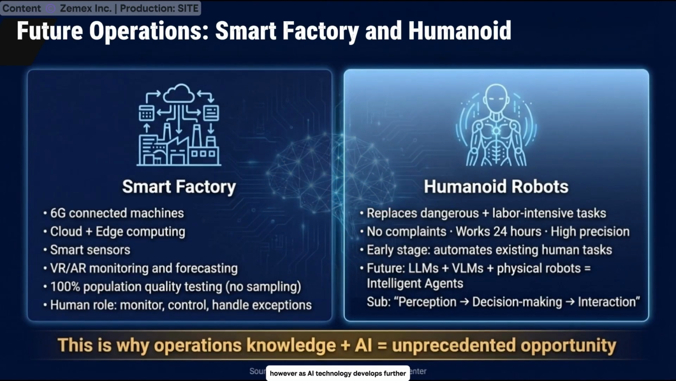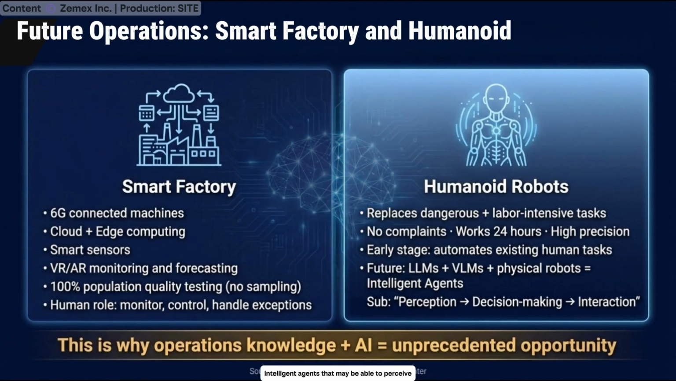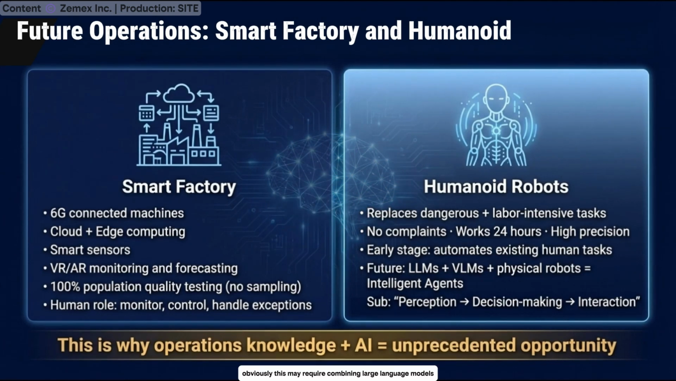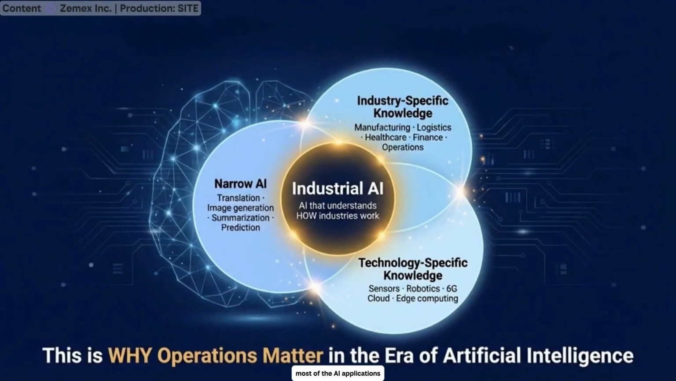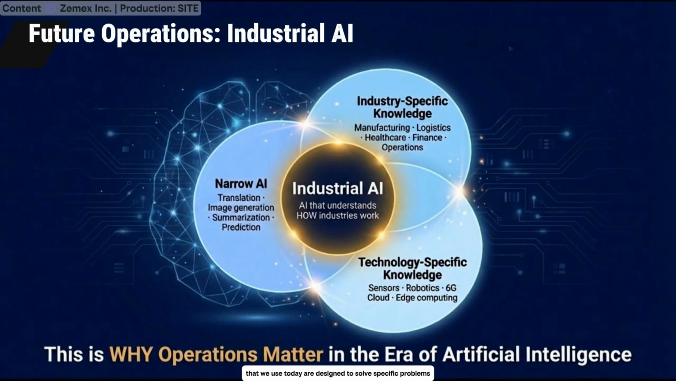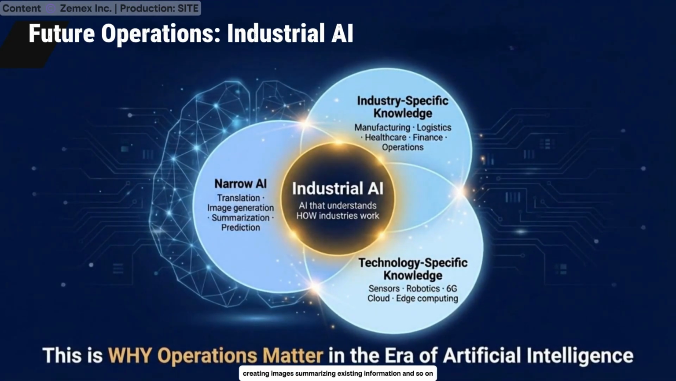However, as AI technology develops further, machines will become full-fledged intelligent agents that may be able to perceive, make decisions, and interact with others. Obviously, this may require combining large language models, LLMs, and vision language models, VLMs, with the development of physical robots. Most of the AI applications that we use today are designed to solve specific problems. For example, translation, creating images, summarizing existing information, and so on.